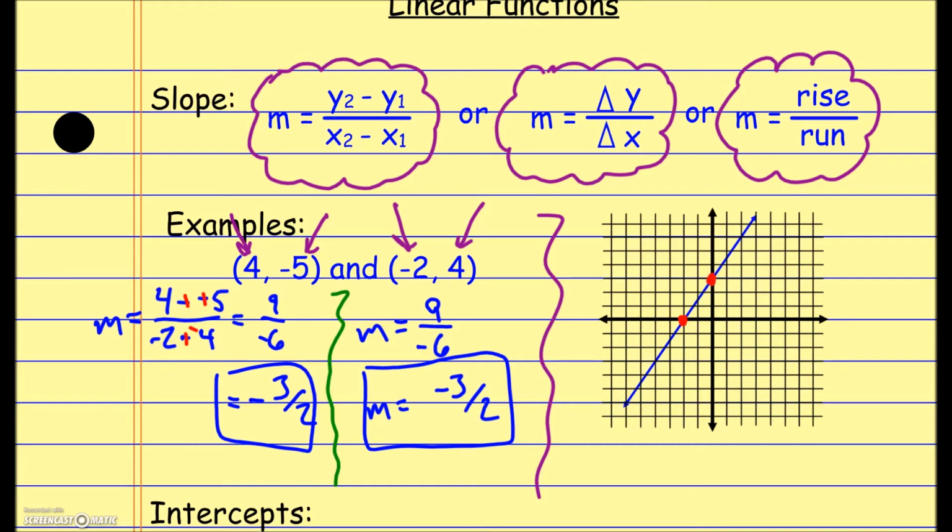And so now I just count from one to the other. So I count up, and then I count over. I'm just going to do rise over run. So when I count up, it looks like to get from one point to the next, I have to go up 3 units. And then I count over, and to get from one point to the next, it looks like I have to go over 2 units. So my slope is 3 over 2. Okay? That's rise over run.